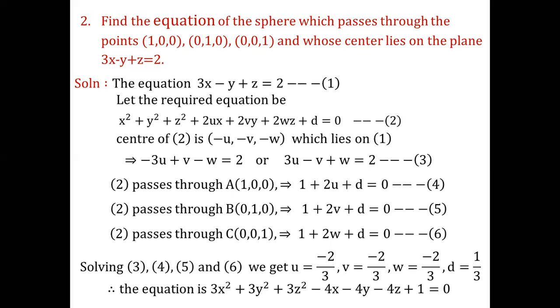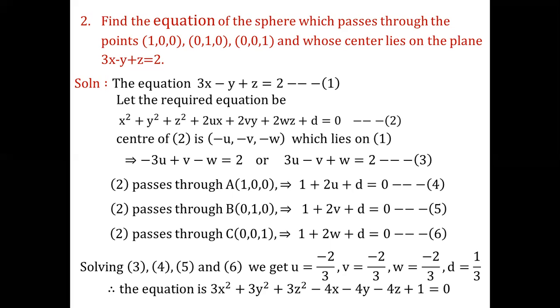Now, the center of equation 2 is (-u, -v, -w), which lies on equation 1. So, in equation 1, replace x, y, z by -u, -v, -w. You are going to get the equation as -3u plus v minus w equal to 2. That can be written as 3u minus v plus w equal to 2. Name it as equation 3.